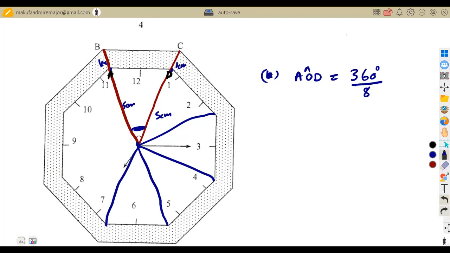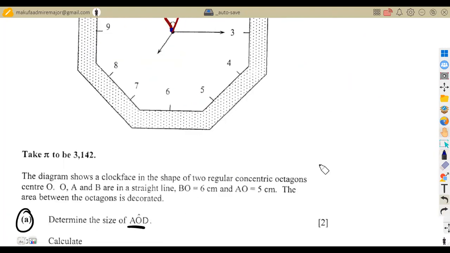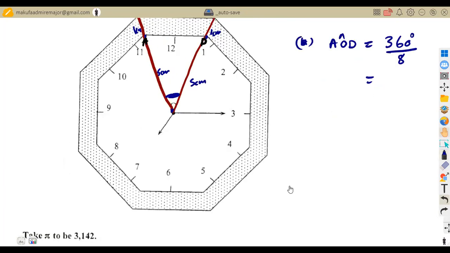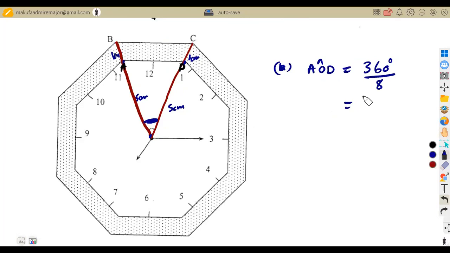1, 2, 3, 4, 5, 6, 7, 8. That is why we are supposed to divide by 8, because they are equal in a regular polygon, in this case regular concentric octagons. An octagon has 8 sides, meaning we've got 8 angles. So at the center, they're divided into 8 equal portions. The angle is going to be 45 degrees. So this angle in between here is 45 degrees.